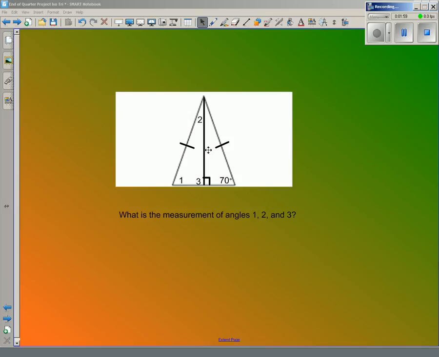And angle 2, it's 20 degrees. 70 and 70 is 140, so these angles up here have to be 40 degrees to get to 180, but because of the perpendicular bisector, you have to divide it by 2, so angle 2 is 20 degrees.